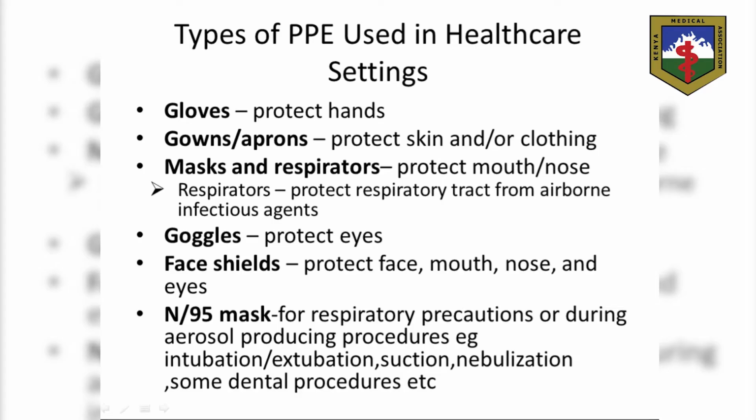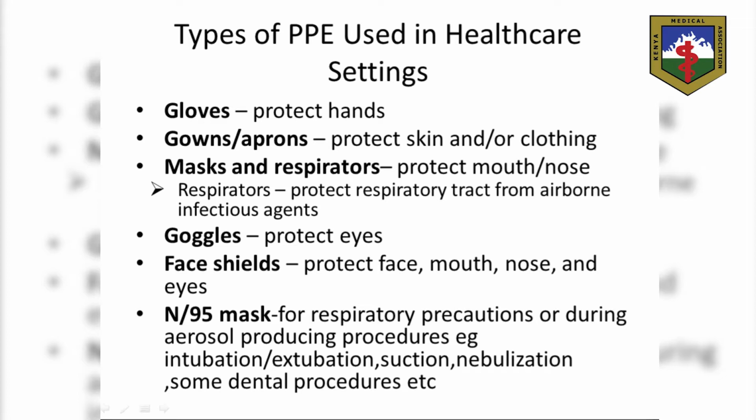There are different types of PPE used in healthcare settings. For example, we have the gloves that protect our hands. We have the gowns and the aprons that protect our skin and our clothing. We have the masks and the respirators. The mask protects our mouth and our nose. For example, during the era of COVID-19, there are different types of masks: the cloth mask, the surgical mask, and the respirator mask.